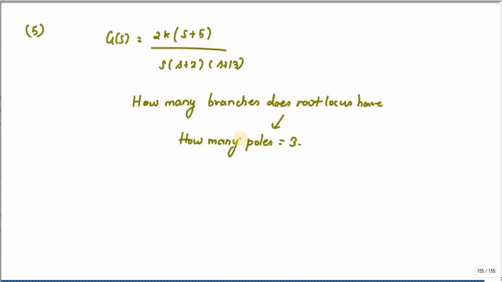Here in the denominator you have 3 s terms, right? So there are 3 poles. The values are s = 0, s = -2 and s = -13. This is how we have to represent the poles. And how many zeros? s = -5. The zero is represented by a circle, and a pole is represented by a cross mark.